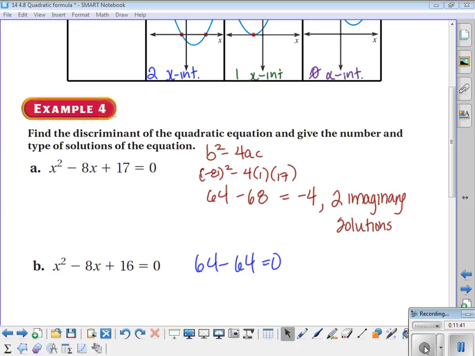Okay, so it looks like most of you are coming up with that it equals 0, which means there is one real solution. Okay, so just to summarize, if my discriminant, if b squared minus 4ac is a positive number, how many solutions? 2. What kind? 2 real solutions. Okay, what if my discriminant is negative? 2 imaginary. What if my discriminant is 0? 1 real. Okay, you guys got that down? All right, thanks.